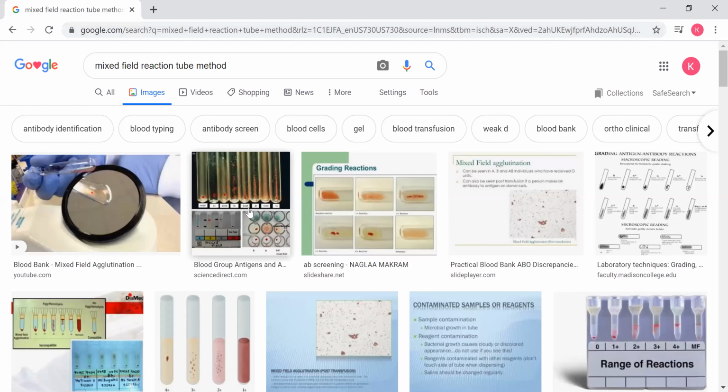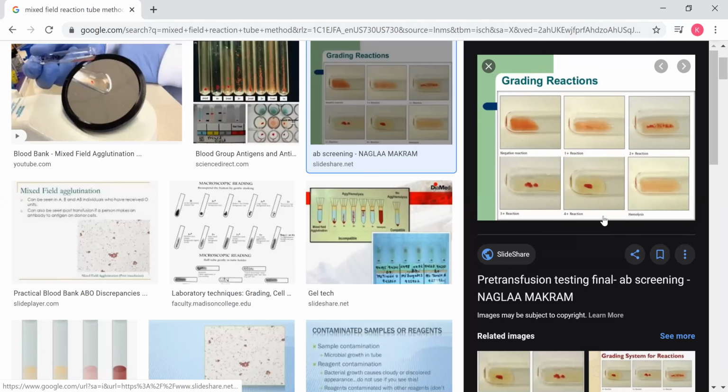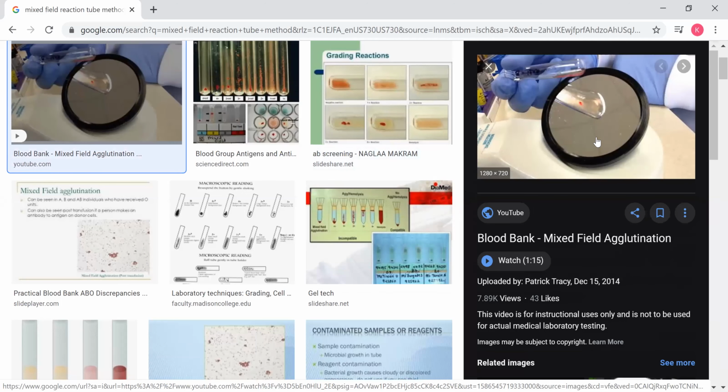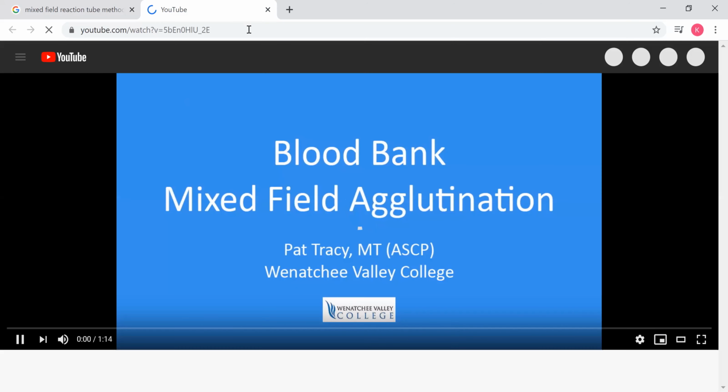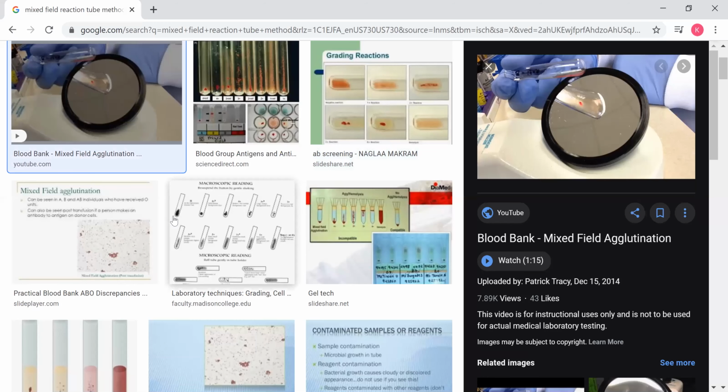Can y'all see it? Now I can. Oh, no, that's one.